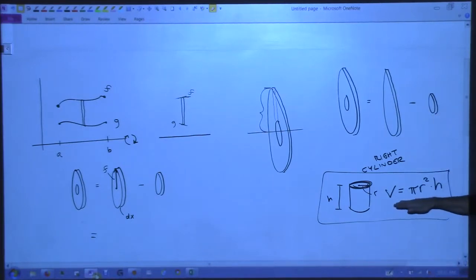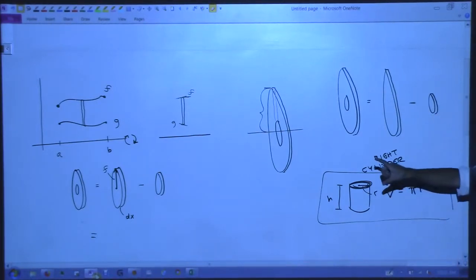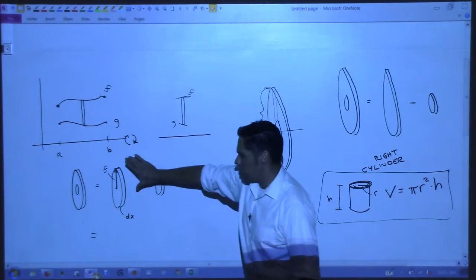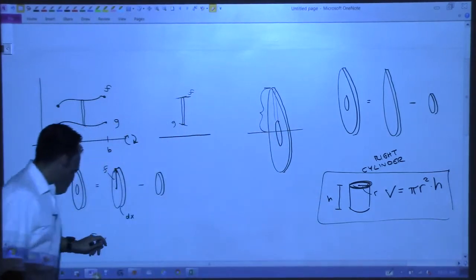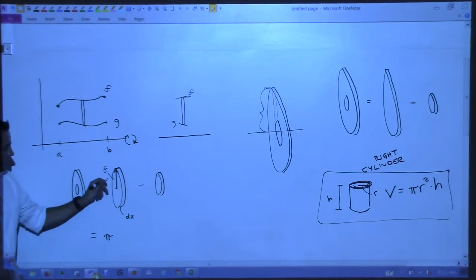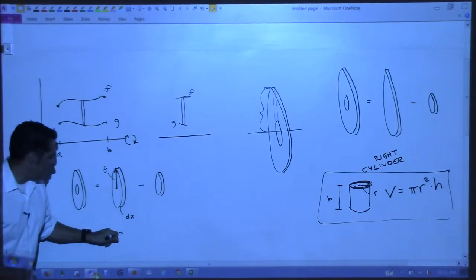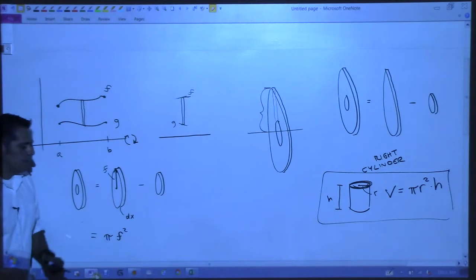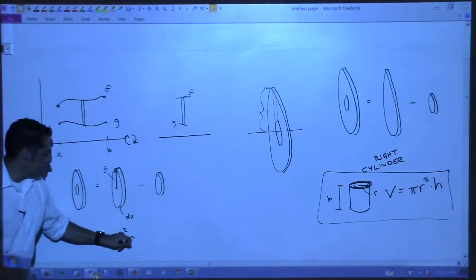So according to the formula, the volume of that little cylinder, that's a cylinder, right? It's just sideways. It should be pi times what? The radius, which is f. I'm just going to put f squared, right? Times dx.